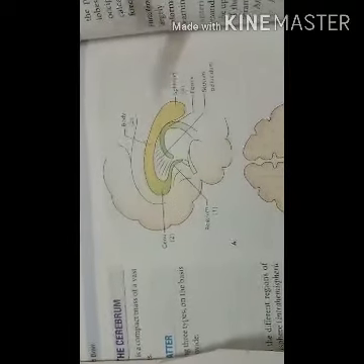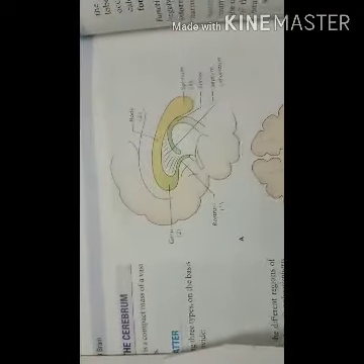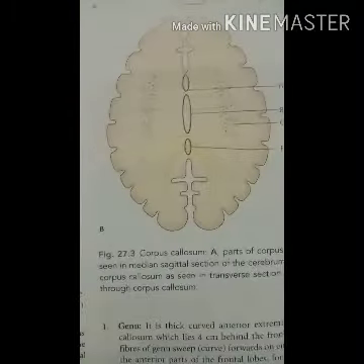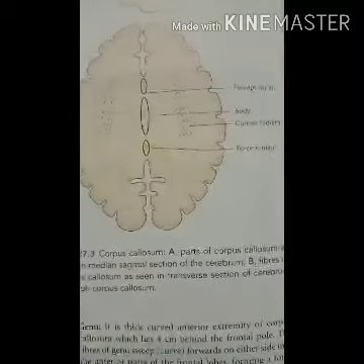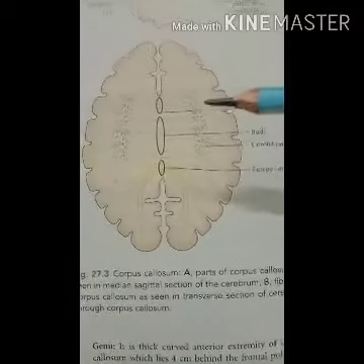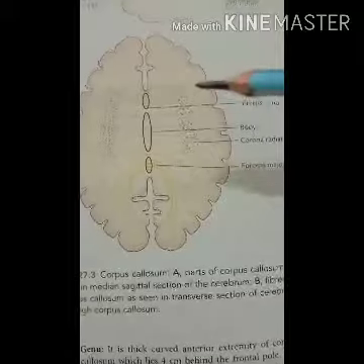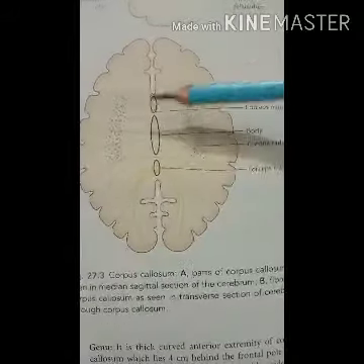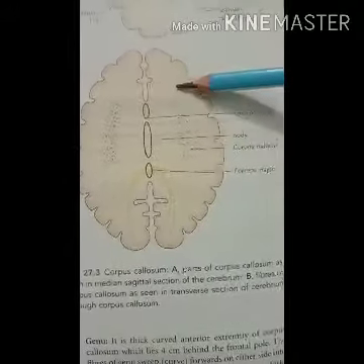Then the fibers of the corpus callosum. Let's see another diagram. The rostrum connects the orbital surfaces of the two frontal poles.